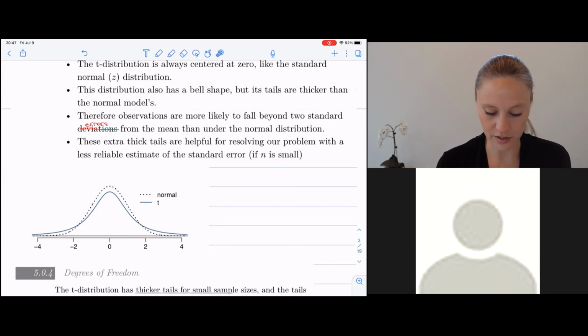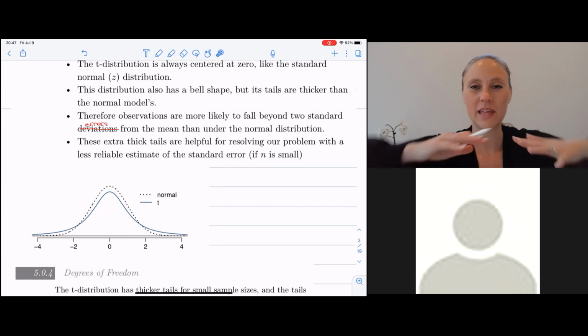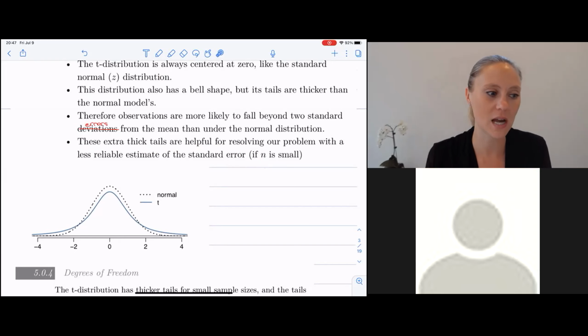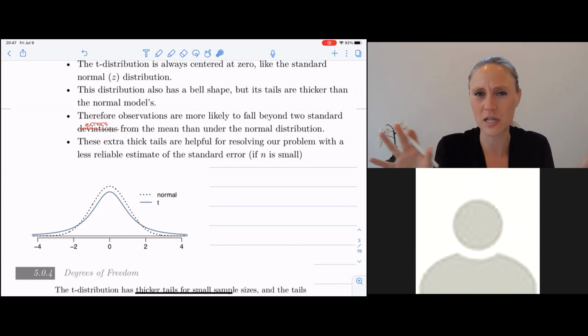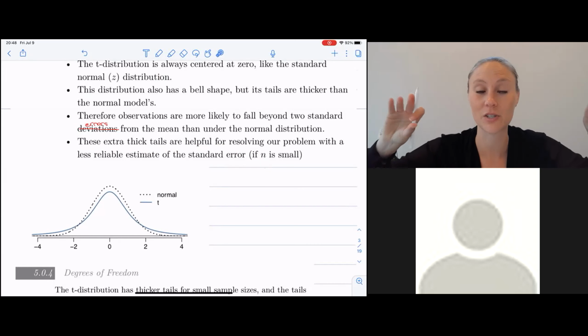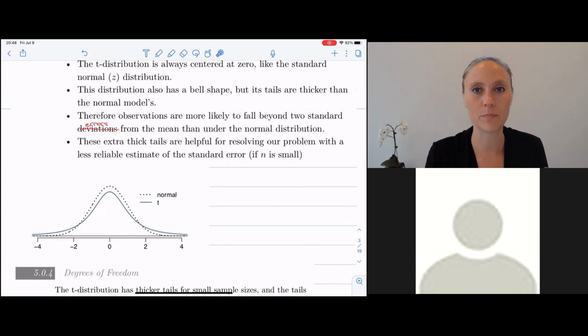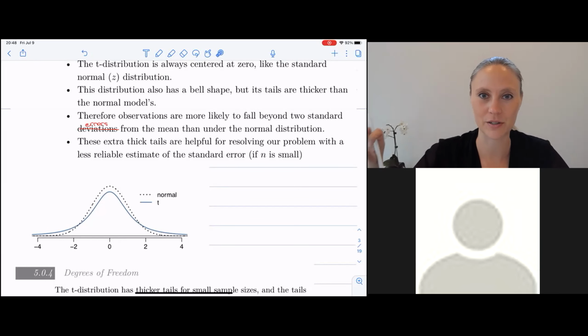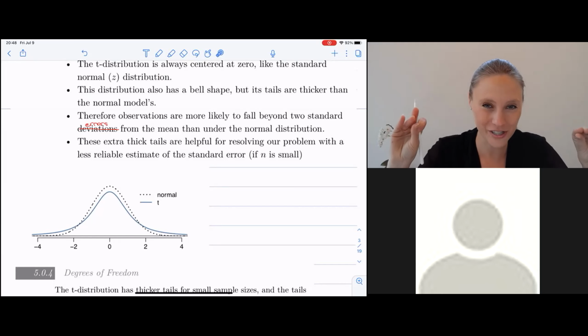So these extra thick tails are helpful, because if we have a small sample size, all we do is make room in the tails and say, okay, well, my sample size is not very reliable in terms of looking like the population. So we'll just allow for more extreme values. But at some point, it's going to start to close off again, just like the z distribution. It's just staying up a little higher for a little bit longer and then closing off, but never actually closing, right?